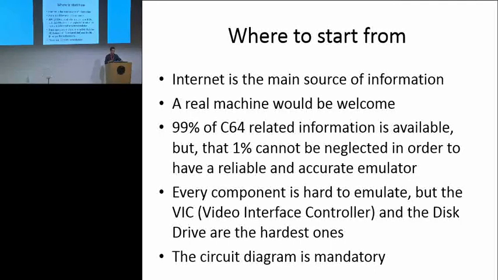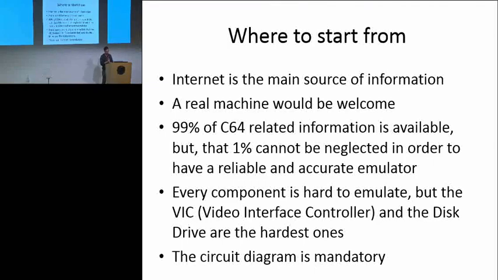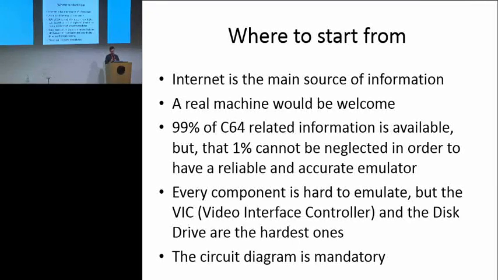And every component is hard to emulate, and we would have to go deeply to understand the difficulty, but we have no time to see this. But there are 2 components that are very difficult to emulate: the VIC, the video interface controller, and the disk drive. The circuit diagram is another piece of information necessary to go on, and we are going to see it.